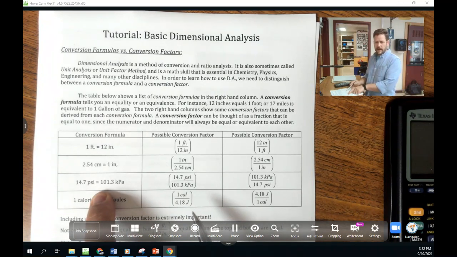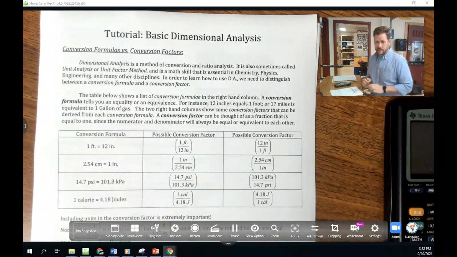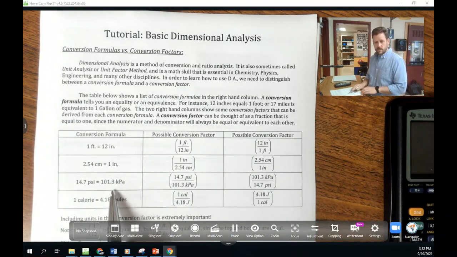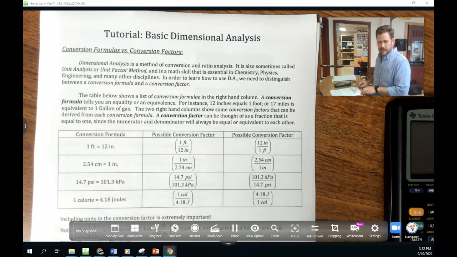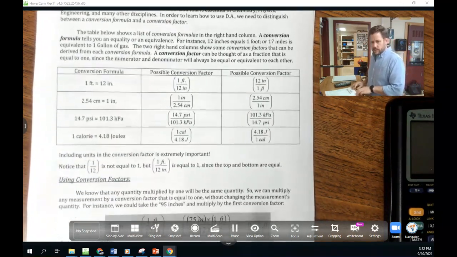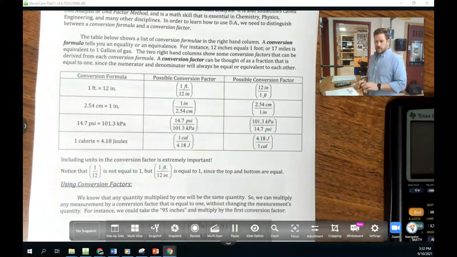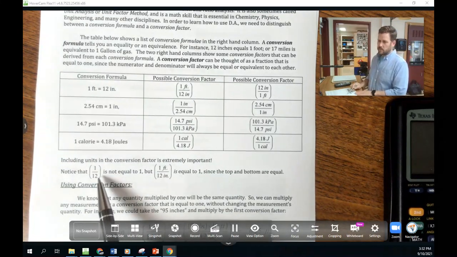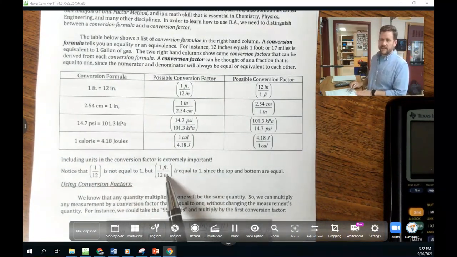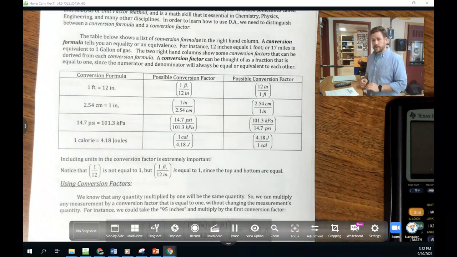Next, notice that this example shows that the conversion formula does not necessarily need to have the number 1 in it. I could say how many psi are in 1 kilopascal or vice versa, but we can also just say that these two quantities are equal. Including units in the conversion factor is, of course, important, because 1/12 is not 1, but this is. And so we're always going to want to include units when we're writing out a conversion factor.